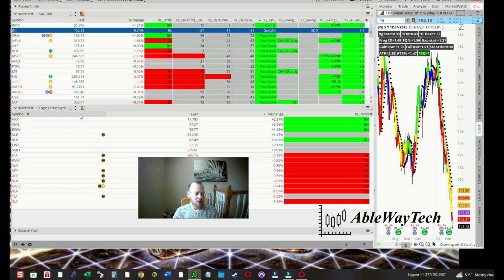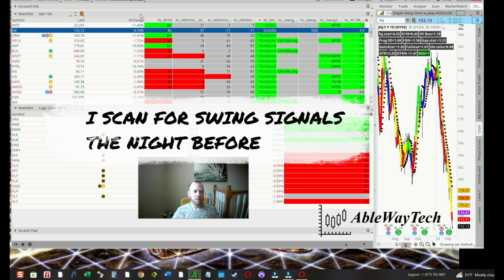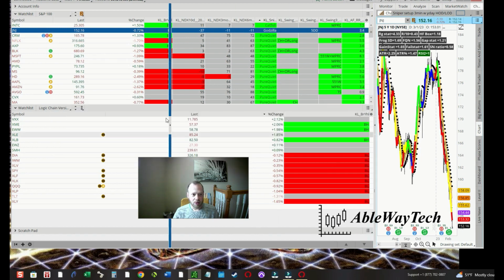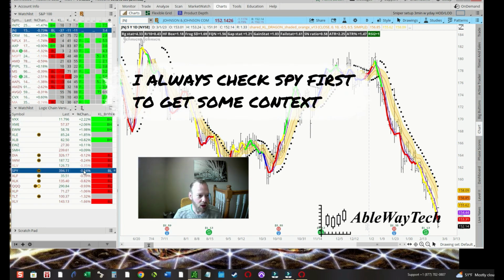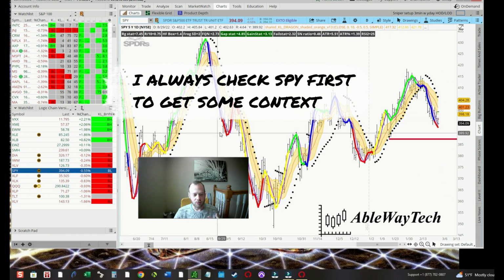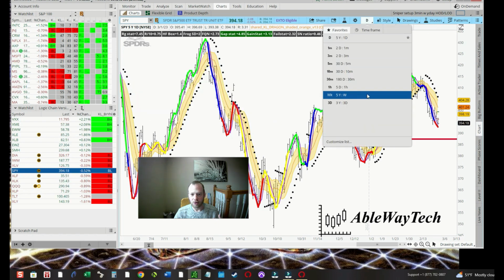So that's something I do each night, and I take a couple symbols from these different scanners to find a couple things. And then the third thing that I do is something that we call the logic chain, which is this watch list here. Whenever I sit down and get ready to trade, the first thing I'll look at is SPY always. To me, that's the market. It's important to see what the trend is for today. So I'll have it on my 3-minute chart.